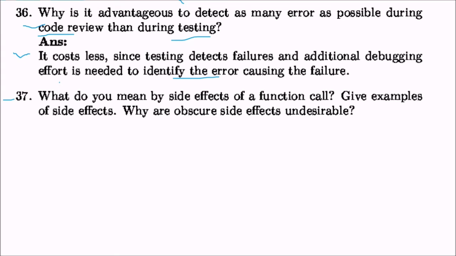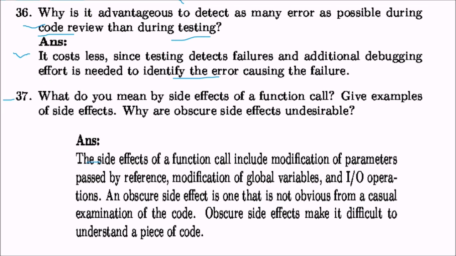37. What do you mean by side effects of a function call? Give examples of side effects. Why are obscure side effects undesirable? The side effects of a function call include the modification of parameters which are passed by reference, because passing by reference will actually change the value of the original value, and also modification of global values and input output operations. So these are the side effects of function calls.